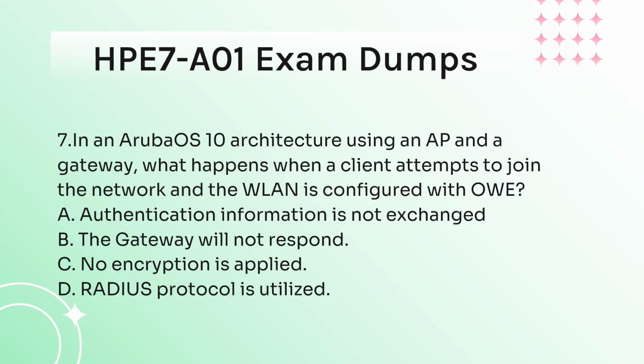7. In an Aruba OS 10 architecture using an AP and a gateway, what happens when a client attempts to join the network and the WLAN is configured with OWE? A. Authentication information is not exchanged. B. The gateway will not respond. C. No encryption is applied. D. Radius protocol is utilized.